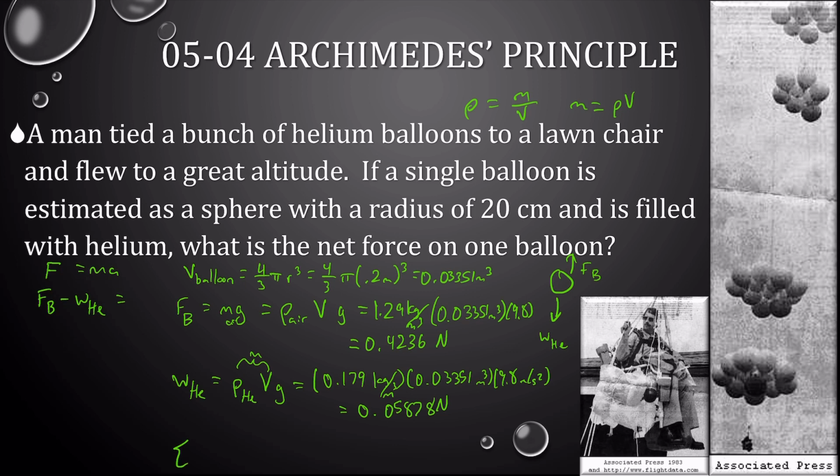So our net force, there we go, is our buoyant force minus our weight of the helium. So our buoyant force was 0.4236 minus the weight of the helium. And we get 0.3648 newtons for one balloon.